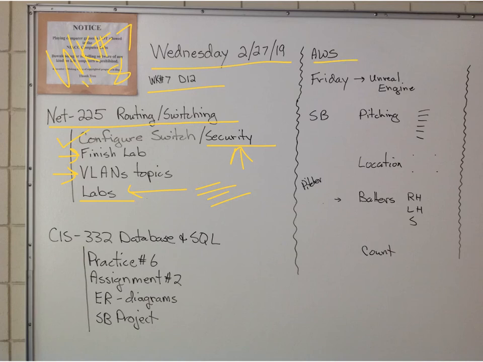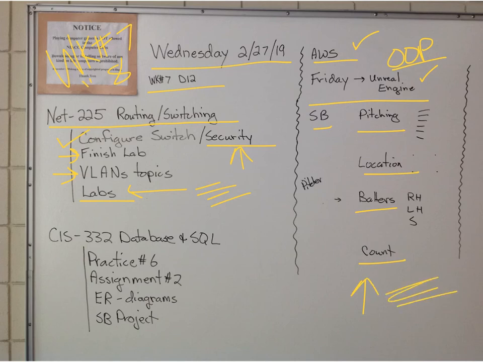Talk a little bit about AWS. We might be offering some coursework from AWS in the future. Friday we had Unreal Engine and game design, and the big thing there was object-oriented programming. Getting a little bit of an idea how that works. Softball project, pitching, location, batters, count. We've got some people interested, and we've got some things going with that. So we'll hit that hard after spring break.